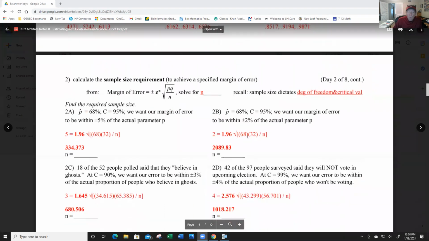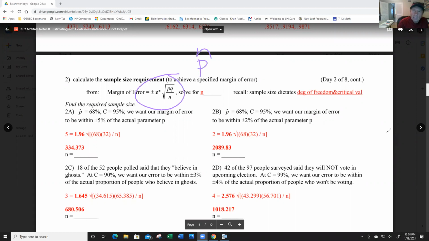Now, the next thing we're going to do is calculating sample size requirements. Often people ask, well, how many samples do you need? Well, how many samples you need is what do you want for your margin of error? Okay. So remember, here's your margin of error. Okay. The margin. So here's the whole formula.